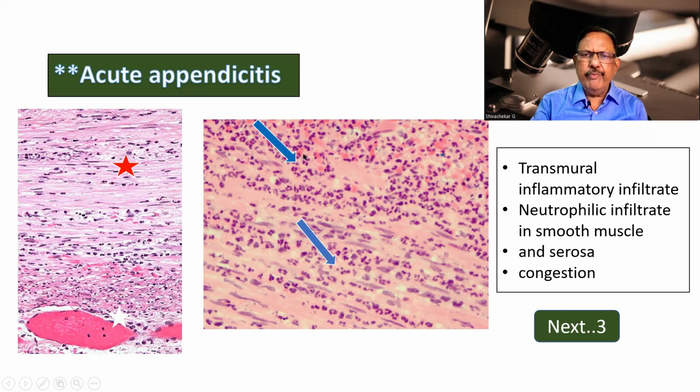At a higher magnification, they are having irregular nuclei, somewhat like the butterfly or a figure of 3, etc. So there is a transmural infiltrate of neutrophils in the smooth muscle as well as all the layers, and the serosa is congested. The diagnosis is acute appendicitis.